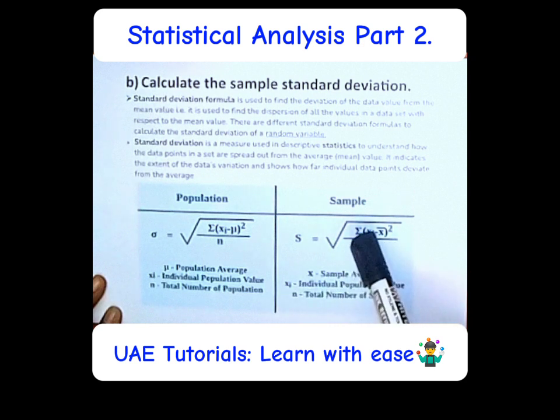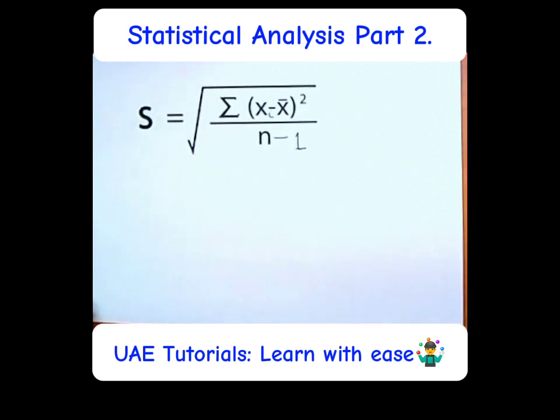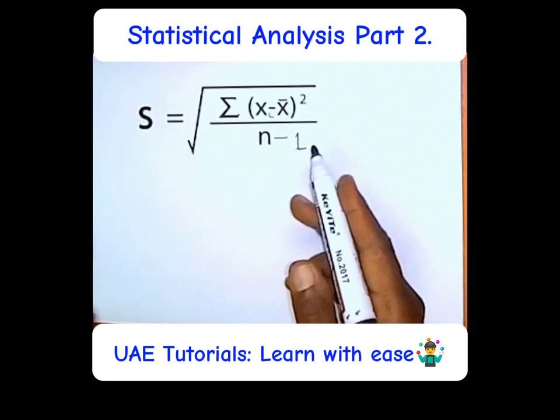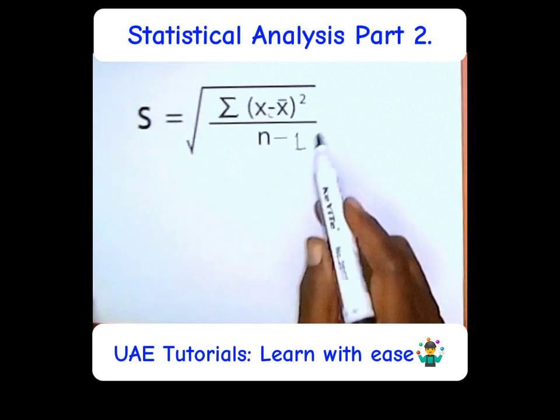X are the different values, while x bar is the mean. So let's watch how we're going to solve it. This is the formula again. We have brought it out here: the standard deviation equals the square root of the sum of xi minus x bar squared, all over n minus 1.